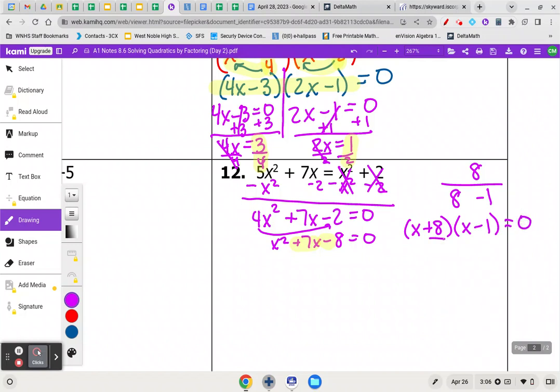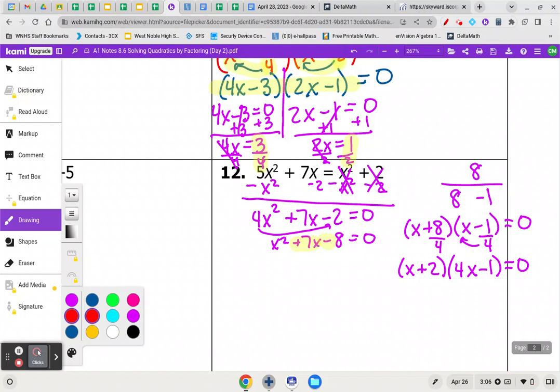It is a slip and slide, so I have to slide the 4 back under each of these. 8 over 4 reduces to just 2. 1 over 4 does not reduce, so it must go to the front. We have 4x minus 1 equals 0. These are our factors where we would have stopped last chapter. But now we have to finish solving.